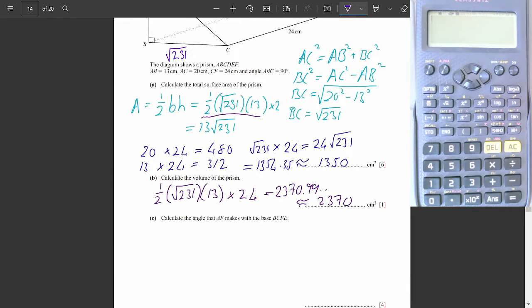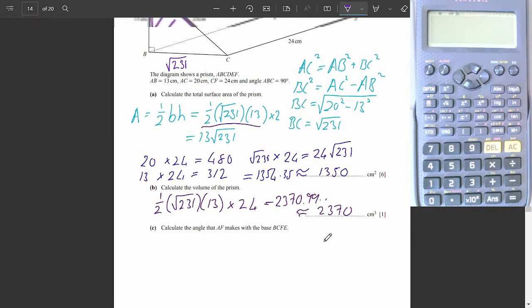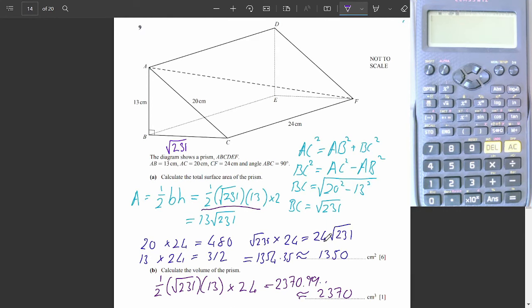Question 9c, calculate the angle that AF makes with the base BCFE. So this is AF and the angle that makes with the base. Now if we draw a diagonal between B and F, we can see the angle they want us to calculate. It's that one there, which forms part of a right angle triangle here. And in this right angle triangle, we have 13, and that's it.